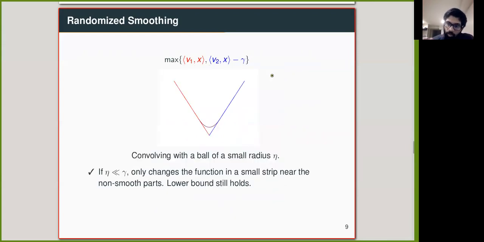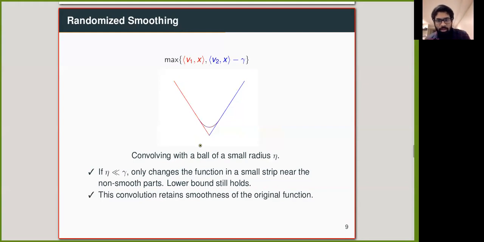And if eta, the radius of the ball, is much smaller than gamma, it's only changing it in a small region around here, and that doesn't change what you see when you do your first query. So that's amazing. The lower bound still holds. The convolution, this operation, retains the smoothness of the original function, and it adds an extra level of differentiability.